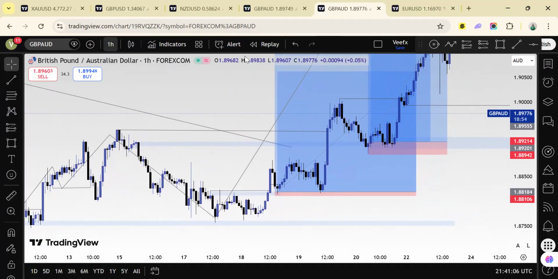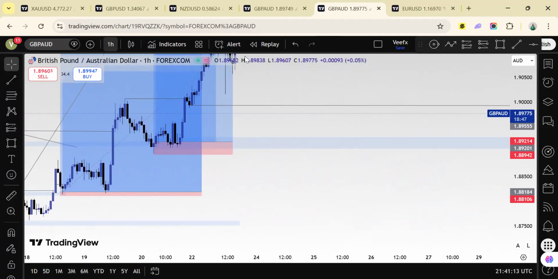When the market breaks a structure, it will definitely give you a breaker block. But you need to understand the meaning of a breaker block. A breaker block is a failed order block.